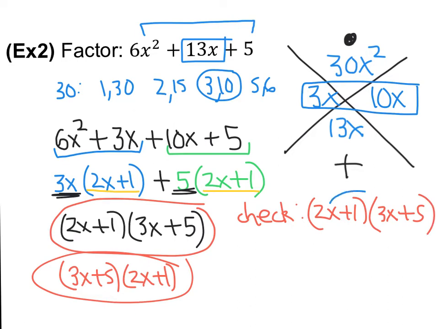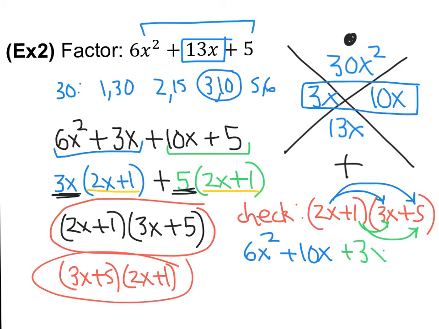So I'm going to distribute the 2x first, and then we'll distribute the 1. So distributing the 2x, 2x times 3x is 6x squared, 2x times 5 is plus 10x. Then we'll distribute the 1, so plus 3x, and 1 times 5 is 5. Add like terms, and we are left with 6x squared plus 10x plus 3x is plus 13x plus 5. Check. Yes, that's exactly what we started with.